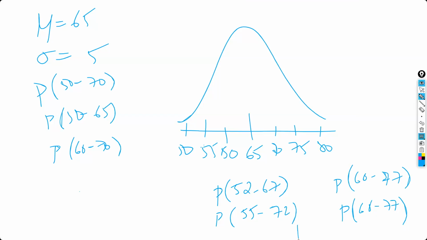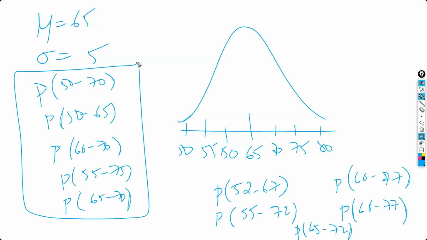And what is the probability of 65 to 72? What is the probability of 55 to 75? What is the probability of 65 to 70? Total 10 questions. Out of these 10 questions, for these 5 questions, you can even apply the Z-score concept.